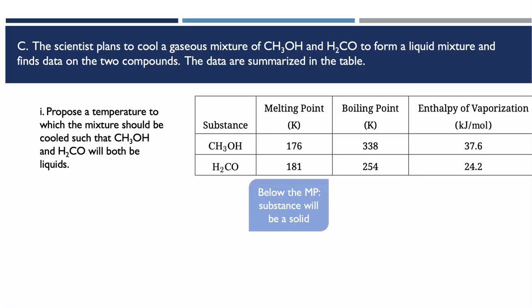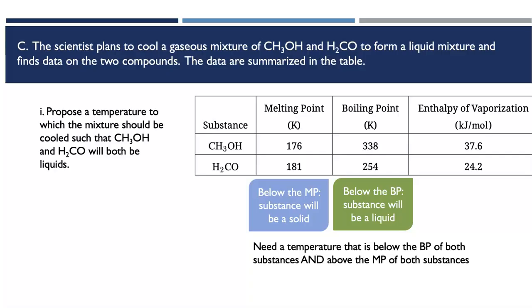So we have melting point data. We know that below the melting point, the substance will be a solid. Above the melting point, but below the boiling point, it would be a liquid. We have the boiling point data as well. Below the boiling point, a substance would be a liquid, but it has to be above its melting point. So what we really need is a temperature that's below the boiling point of both substances and that is also above the melting point of both substances. So something in between these. For example, you could write down 195 Kelvin.